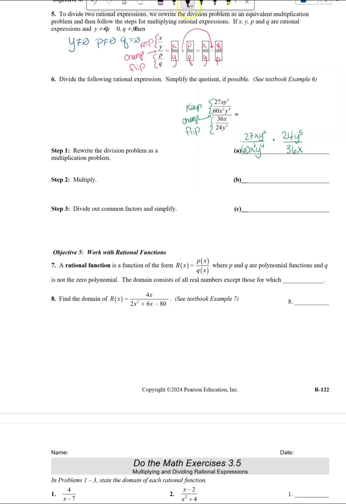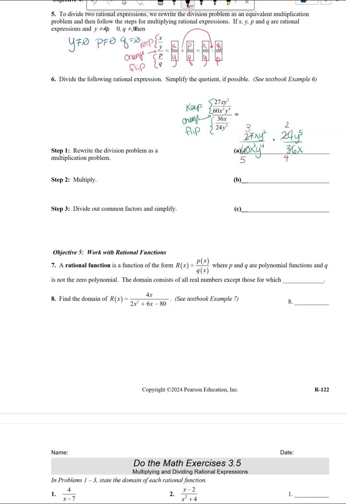Now I know it says multiply, but I think it'd be wise if you guys did it the same way. Start canceling what you can. So we have 27 and 36, and 9 will go into both of those. 9 goes into 27 3 times, and 9 goes into 36 4 times. And then 12 goes into 24 2 times, and 12 goes into 60 5 times.